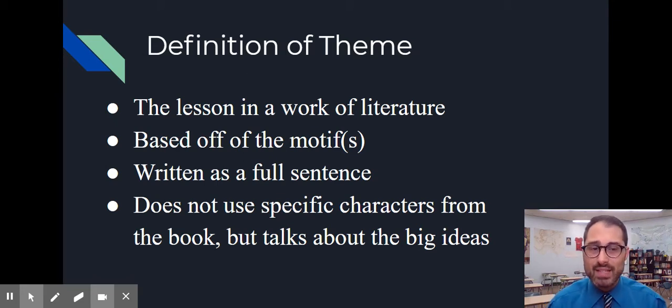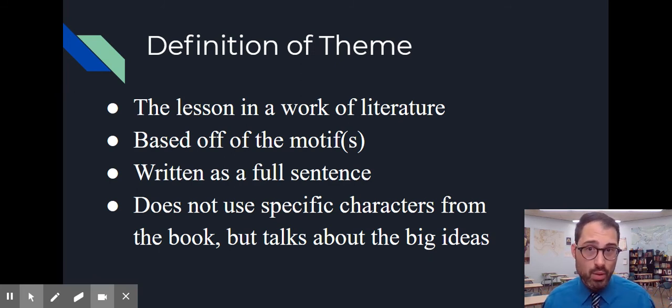A theme will be a life lesson that all of us can apply to, not just the characters in the story. So if the motif is love, the theme might be young love doesn't always last forever. If a motif is war, the lesson after a war story might be war sounds exciting, but the actual effects are very negative on some soldiers. So a theme is a full sentence, but we're not going to mention specific characters because the theme should apply to us as readers and people.